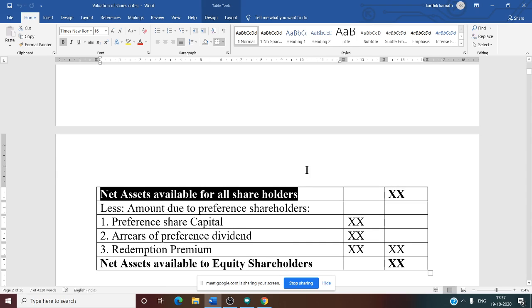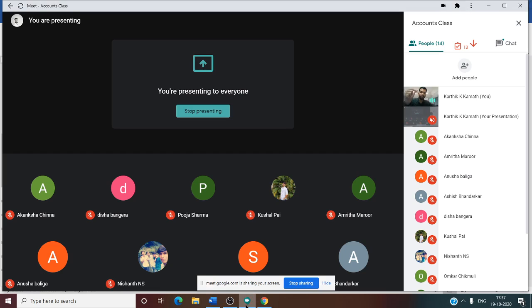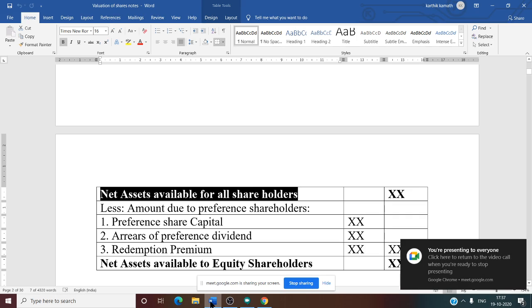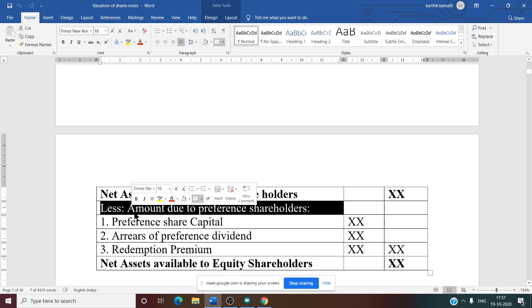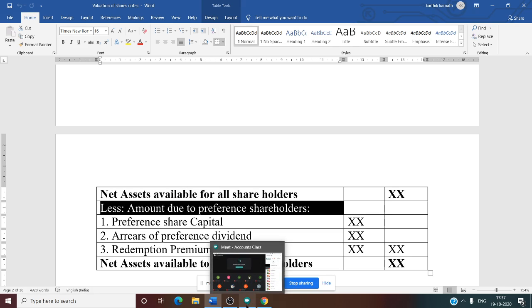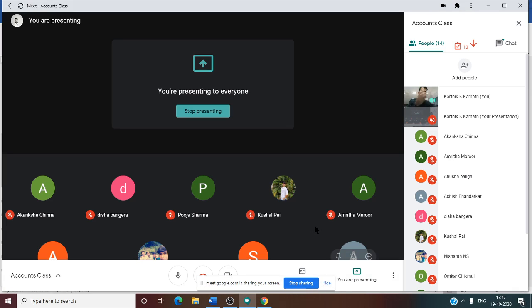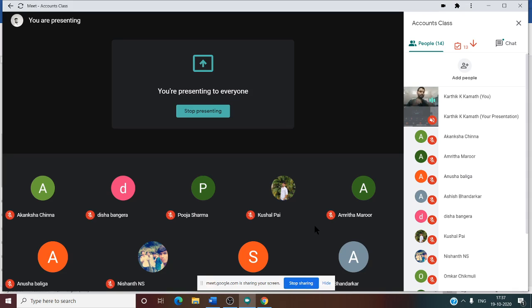Now we want net asset available to equity shareholder. How to calculate net asset available to equity shareholder? From all shareholder, deduct amount due to preference shareholder. Why is amount given first to preference shareholder? Because preference shareholders have priority over equity shareholder. So what happens? At the time of winding up of the company, preference share capital is returned to preference shareholder.